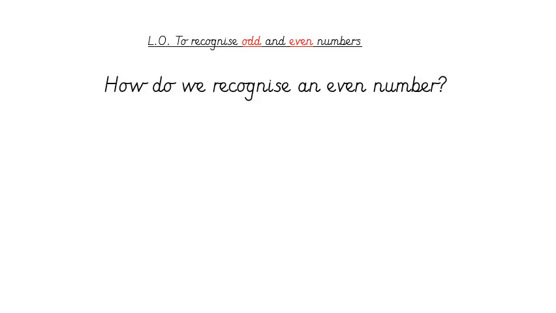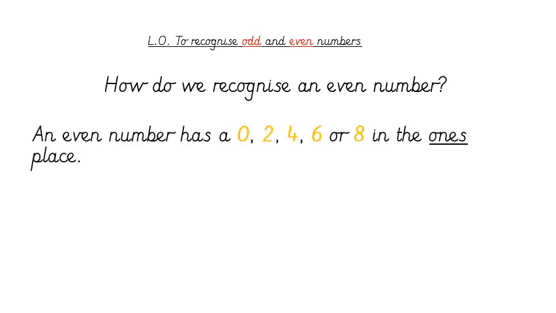So how do we recognise an even number? An even number has a 0, 2, 4, 6 or 8 in the ones. Now this is the most important bit, it's in the ones. So let's have a look at some numbers and see if we can work out if they're odd or even.